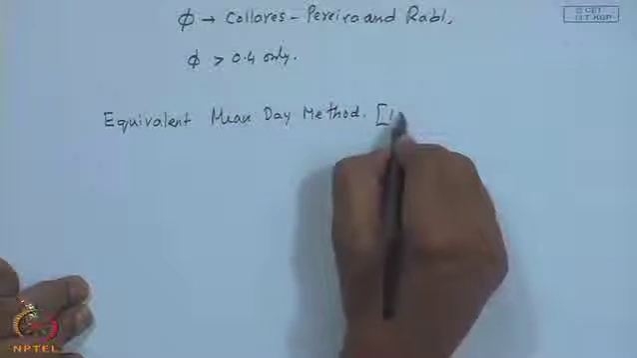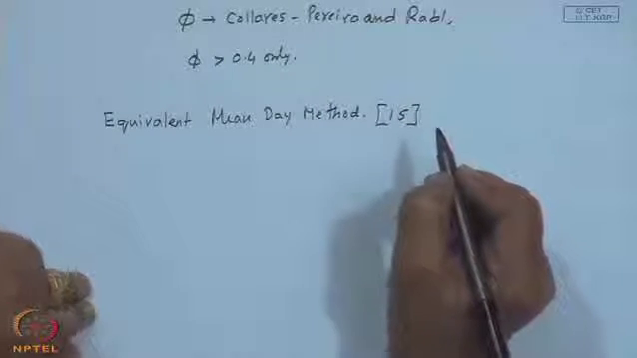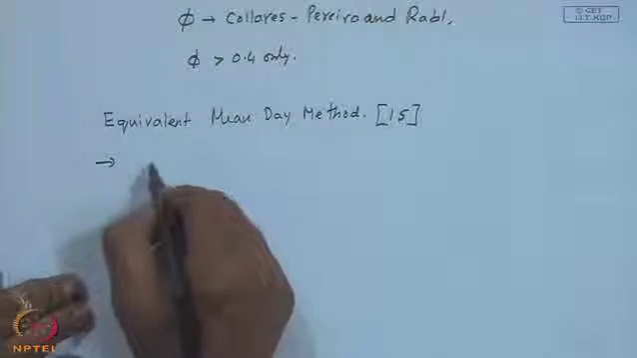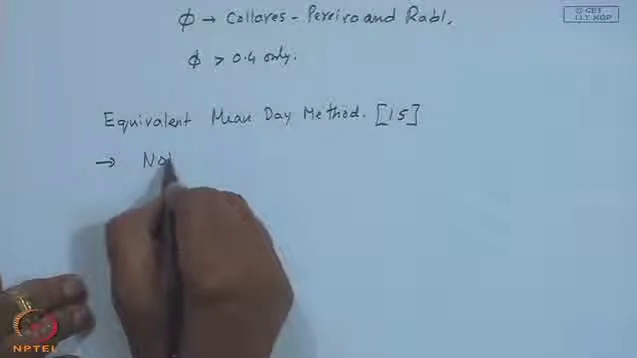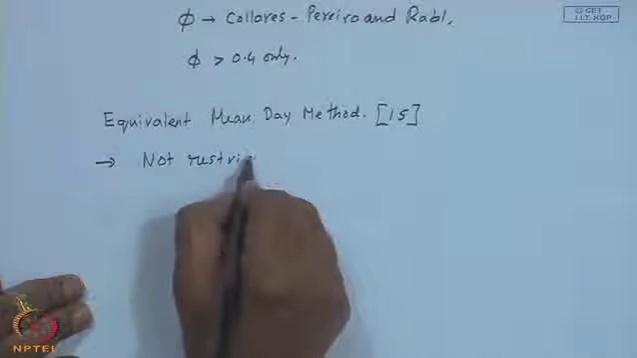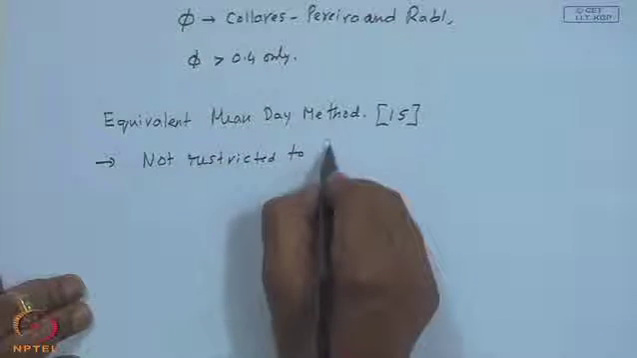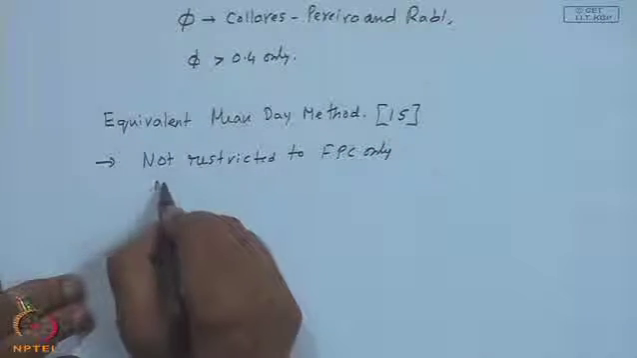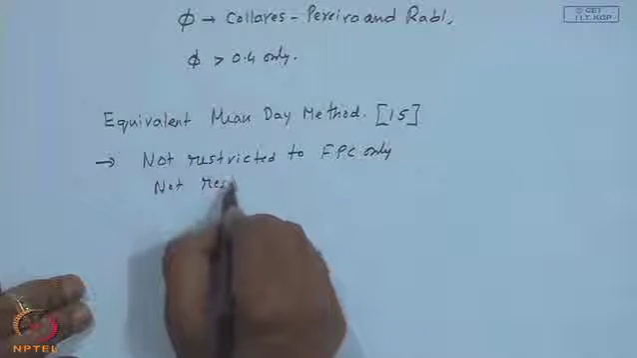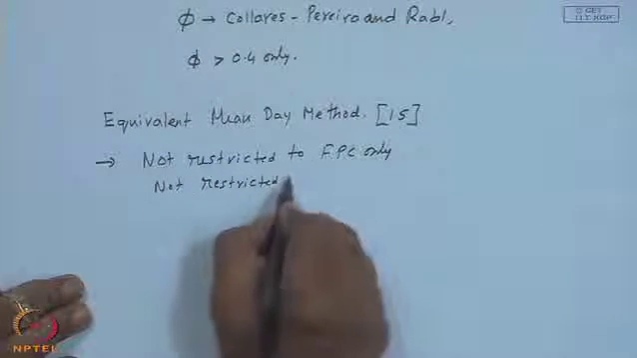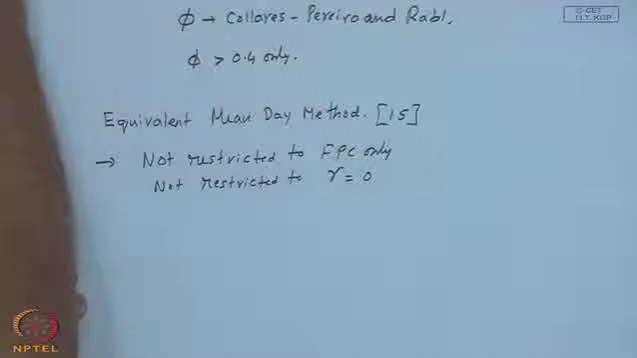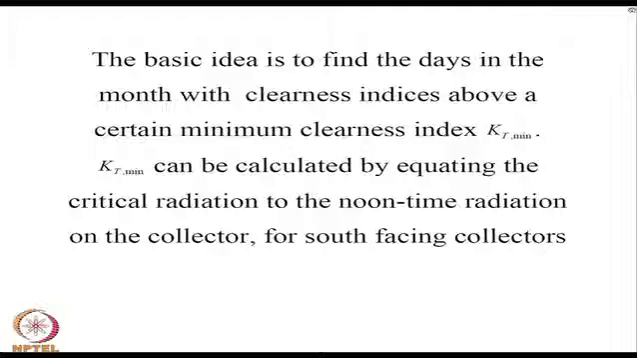This is available in a journal paper, which I have given the reference, and this is the methodology. In fact, the working is also not restricted to FPC only, and not restricted to gamma equal to 0. Okay, so the collector's orientation can be general and it can accommodate the concentrating collectors also.